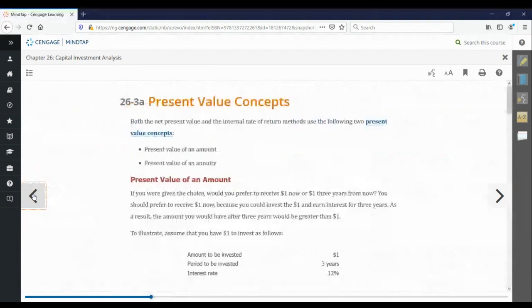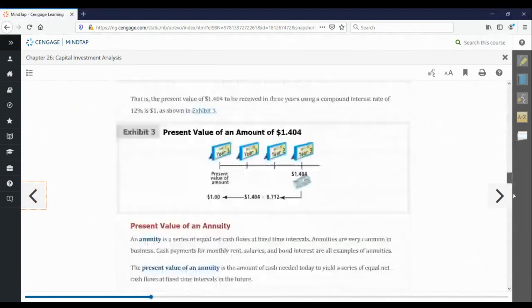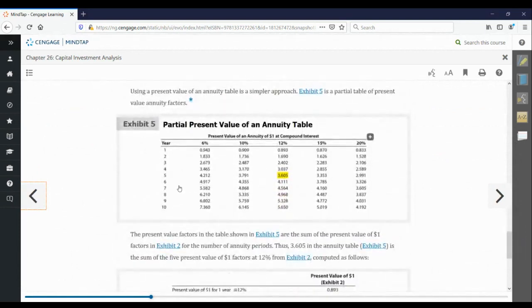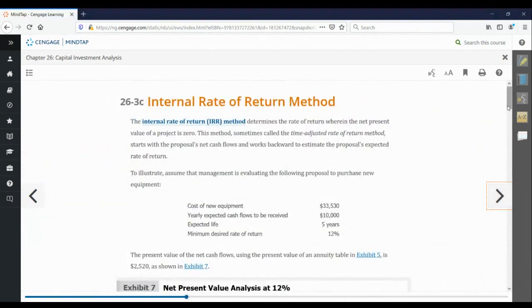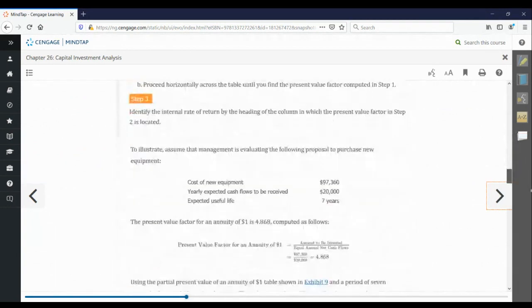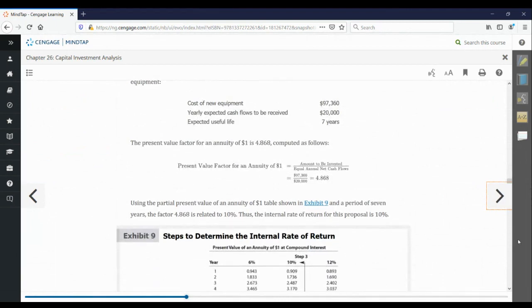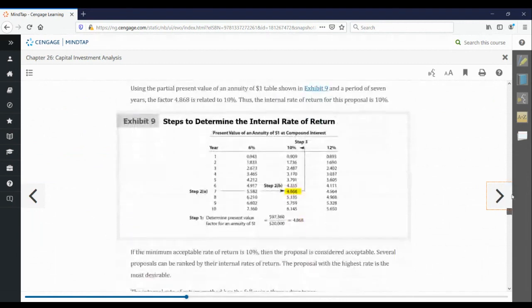So back to the annuity table. It was a 5-year life of this investment. No, it's a 7-year, I'm sorry. It was a 7-year life of this investment. And the table value was 4.868, and that would give you 10% as the internal rate of return. And they're showing you the individual steps on the annuity table that I just showed you.